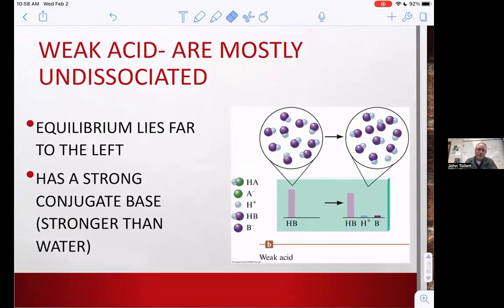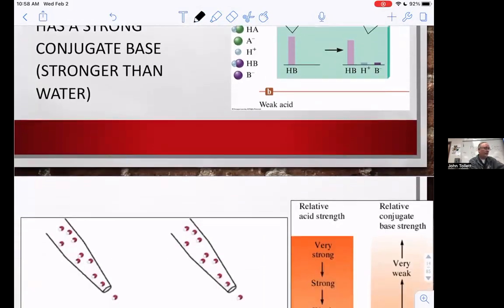So weak acids, like I said, are mostly undissociated. So you're going to have the majority of the acids still present. This is the same graphic from before. It's going to favor the reactant side. So you're seeing that single dissociation from your original reactant. So just a little bit. Acetic acid is like that. Vinegar is a weak acid. It's the one we typically always use. So weak acids are just not dissociated very much.